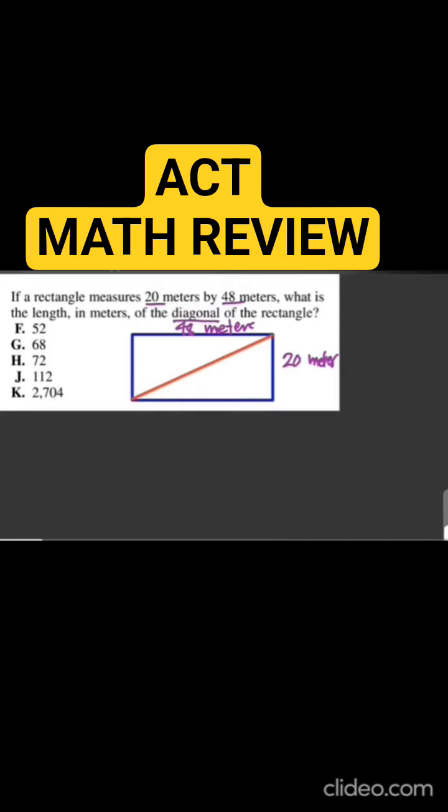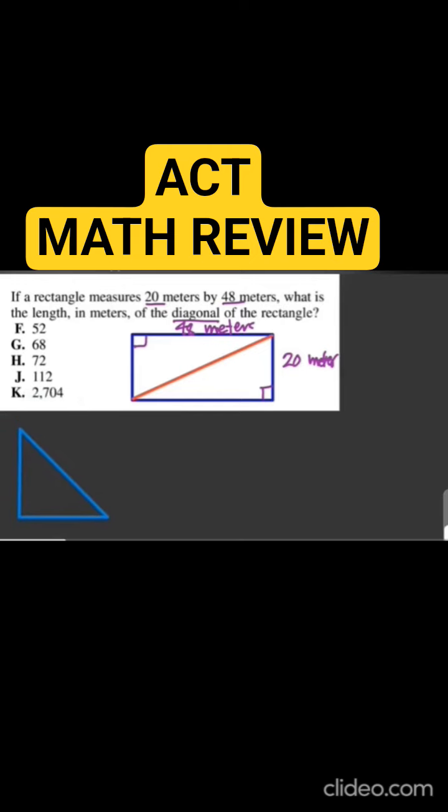Now, all the four angles of a rectangle are right angles. That means the measure of each of these angles is equal to 90 degrees. So if we cut a rectangle into halves using its diagonal, then we will have two right triangles. Now we can find the length of the diagonal by applying the Pythagorean theorem.